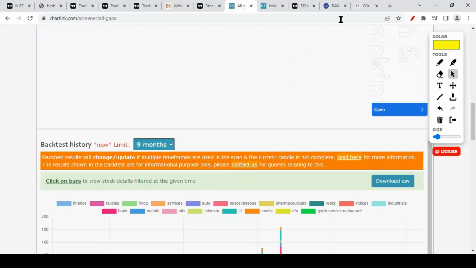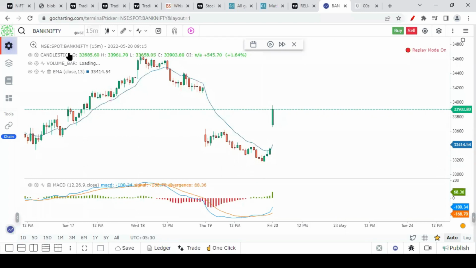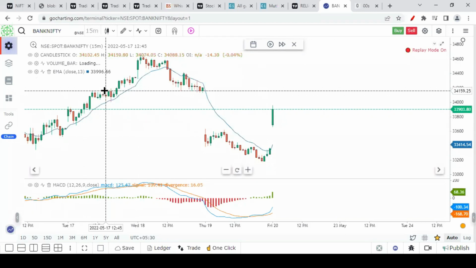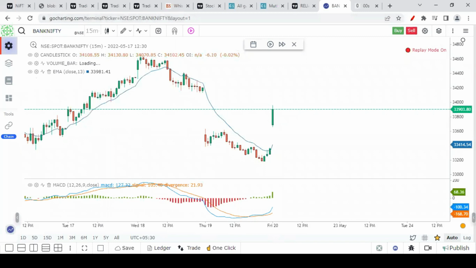So you can go and backtest that on the 15-minute chart. You can design your own strategies on GoCharting. So that's all for the video.